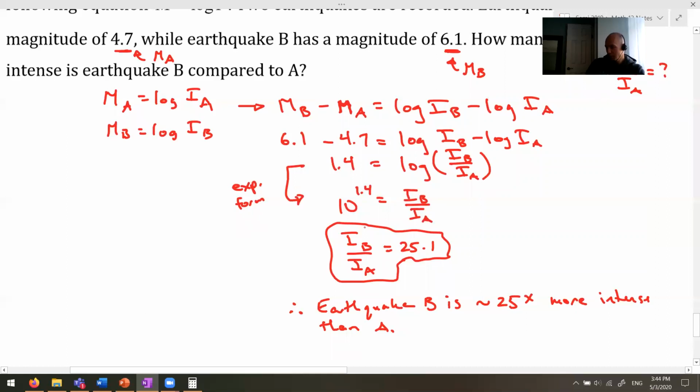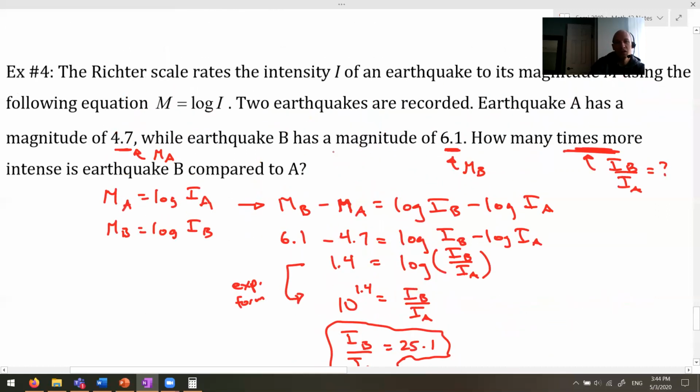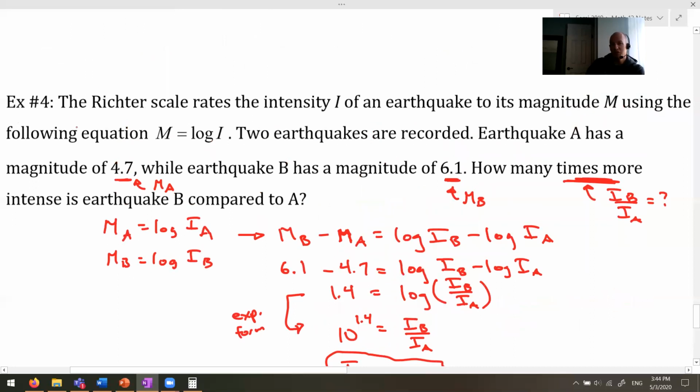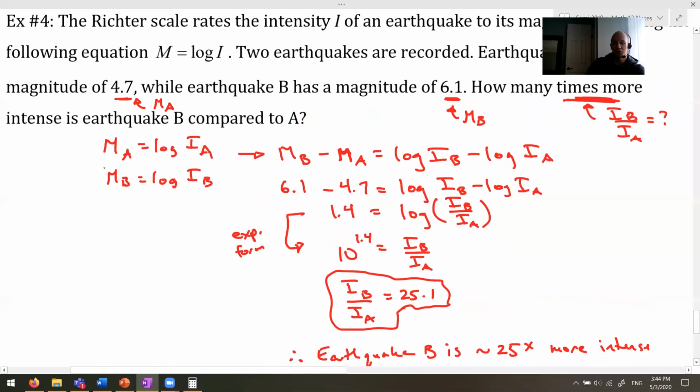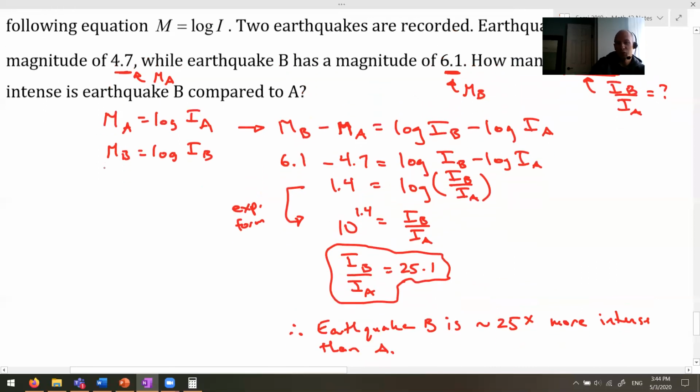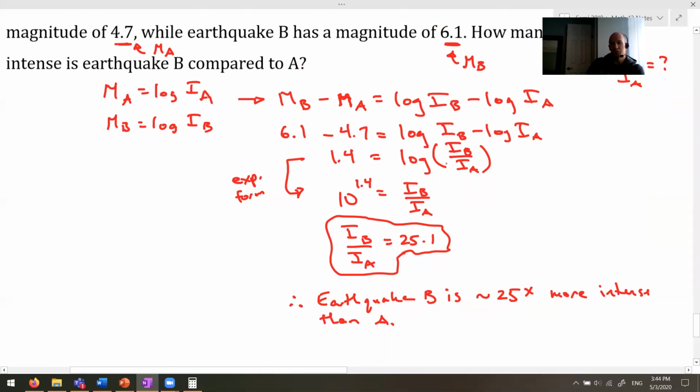Okay. Anyway, that's the main idea. Most of these types of word problems, there's a few in the homework, are all very similar. There are ones with pHs and all that. The approach you're generally going to take to determine how much bigger, how much more acidic or whatever, is going to be similar to what I did here.